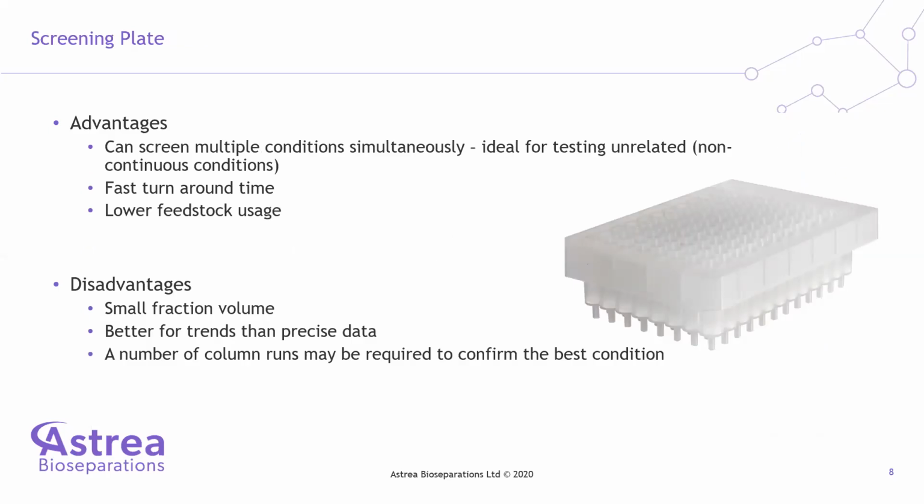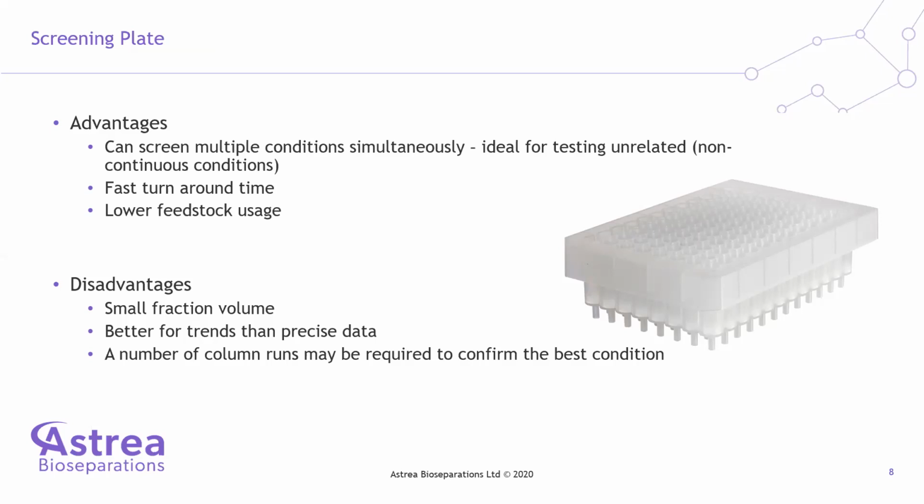The next option we have is a screening plate. So this is a 96 deep well block, and each well has an individual drainage spout with a frit in the bottom. Into each well, we can add 0.25 ml of adsorbent to form a miniature column that's run under gravity. The advantages of this approach is that you can screen multiple conditions simultaneously, and this is really ideal for if you're screening unrelated conditions. So for example, you wanted to test different buffering salts, or you wanted to test different supplements to your elution condition.